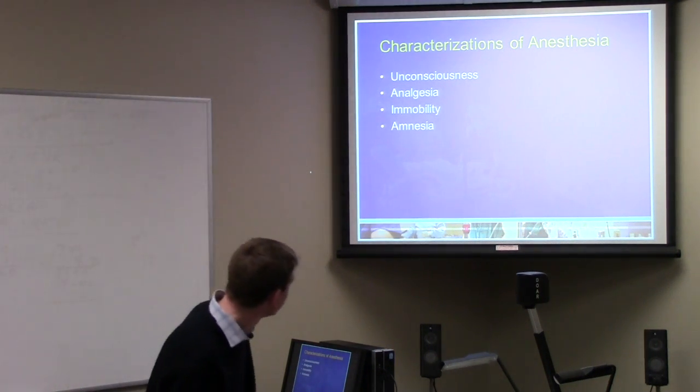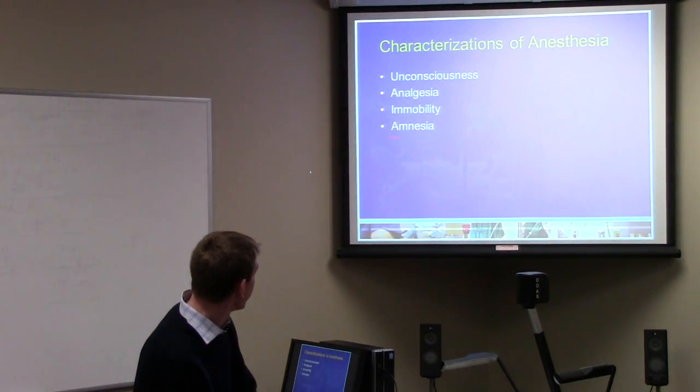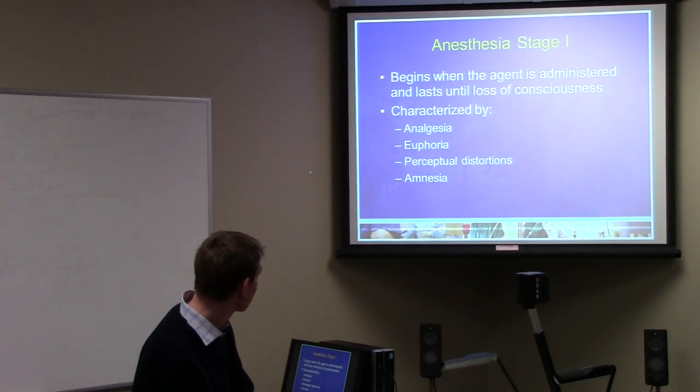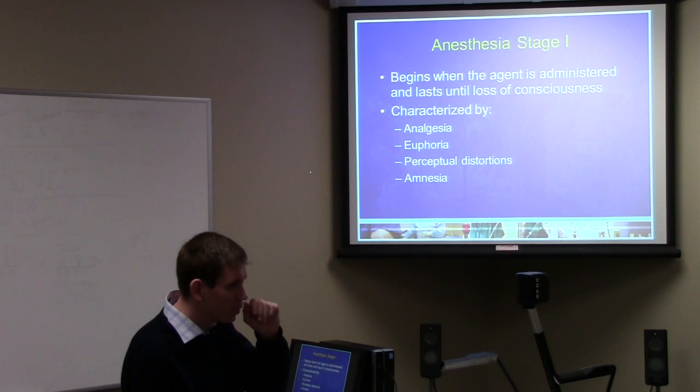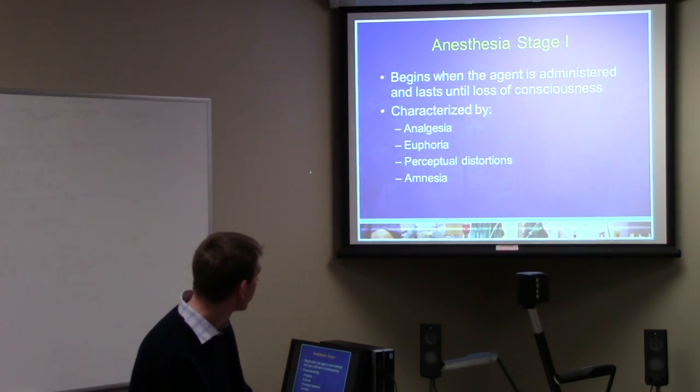Characteristics of anesthesia. All this makes sense. I'm not going to go over that again. Self-explanatory. Different stages. I'll briefly go over the stages. Briefly. Again, that does not mean it's not important.